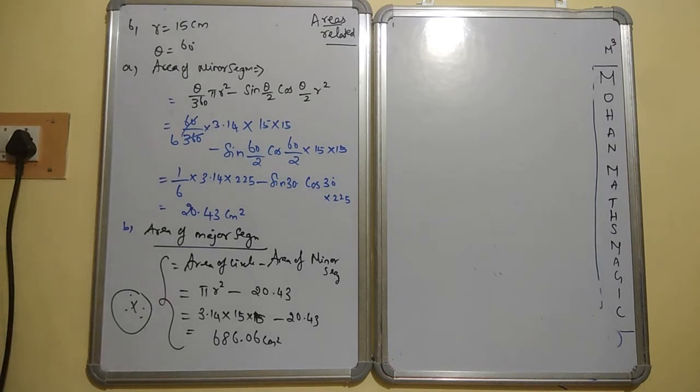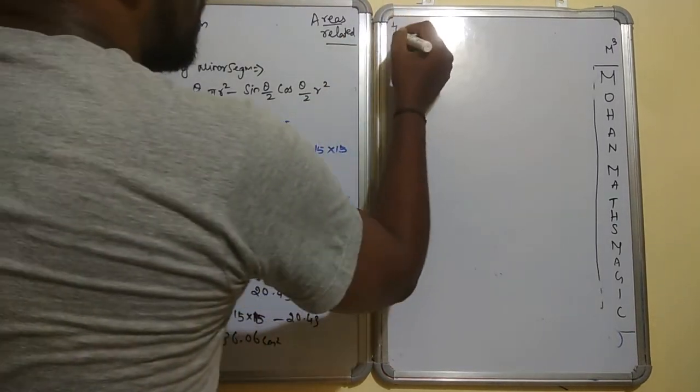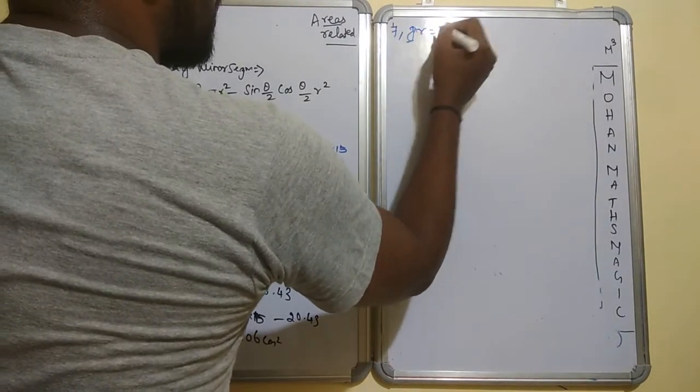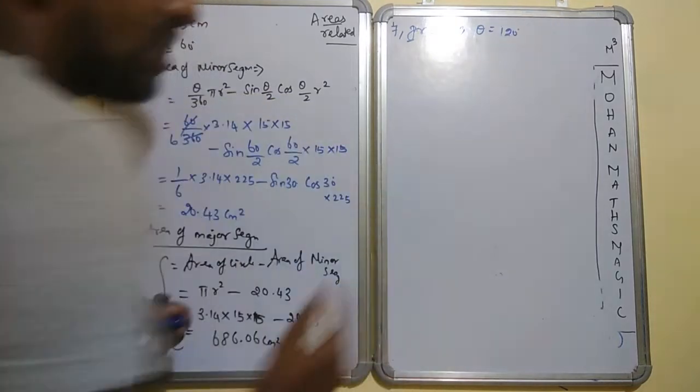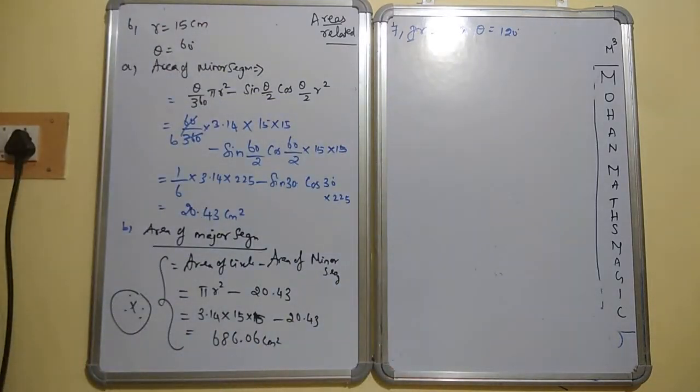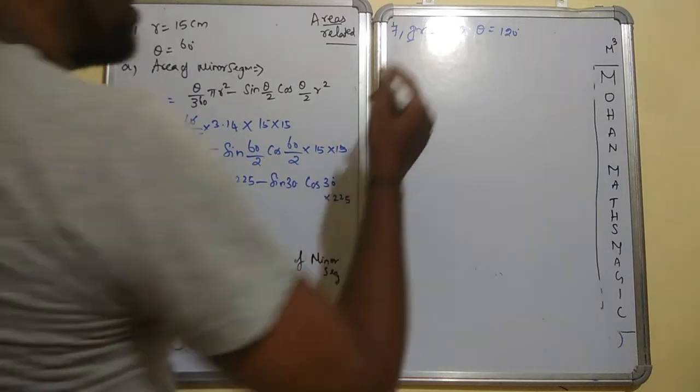Okay, question number 7. A chord of a circle of radius 12 centimeter subtends an angle of 120 degrees. Find the area of the corresponding segment. So everything is given very clearly. The radius value is 12 centimeter and the theta value is 120 degree. Find the area of the corresponding minor segment.